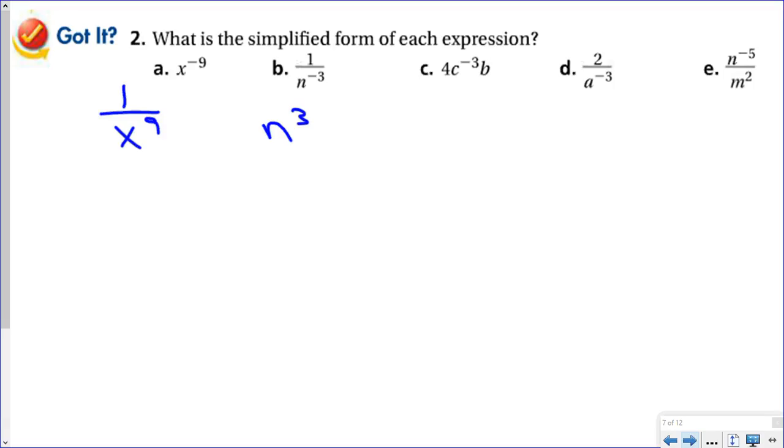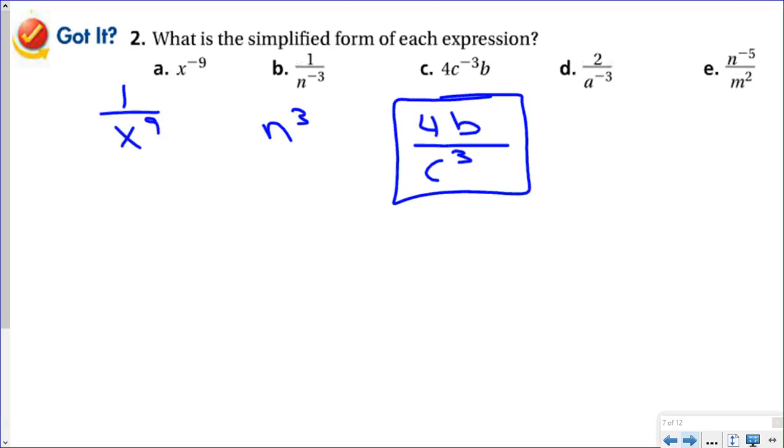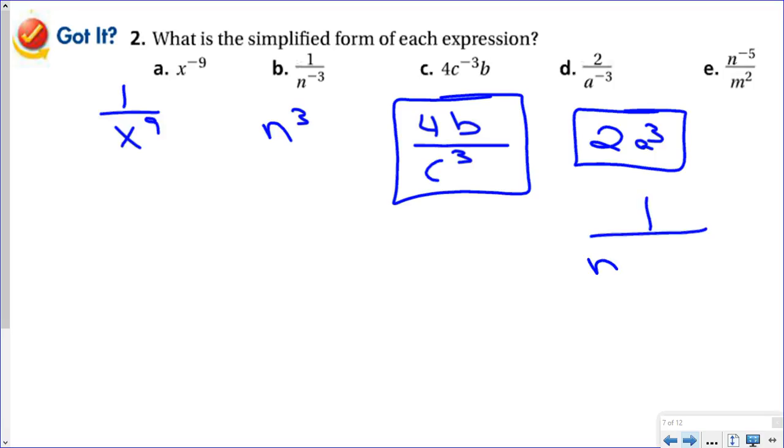Now, the 4 gets its own power. 4 to the 1st power stays exactly where it's at. C moves to the bottom, becomes a positive 3. B's got a positive 1 power that stays on the top. Final answer for that one. 2 is going to stay right where it's at, and the A is going to move to the top to make it positive. On letter E, the N has to move because there's a negative power. N to the 5th. The M is going to stay right where it's at because it's already a positive 2.